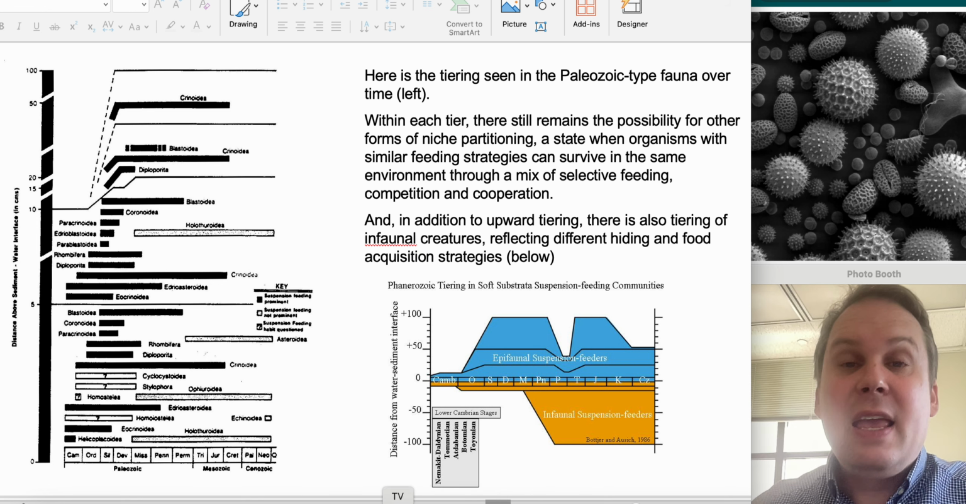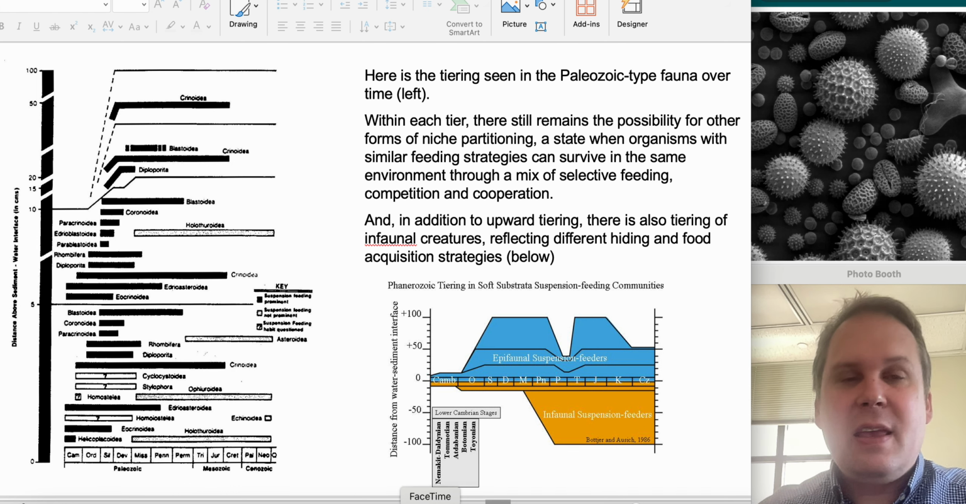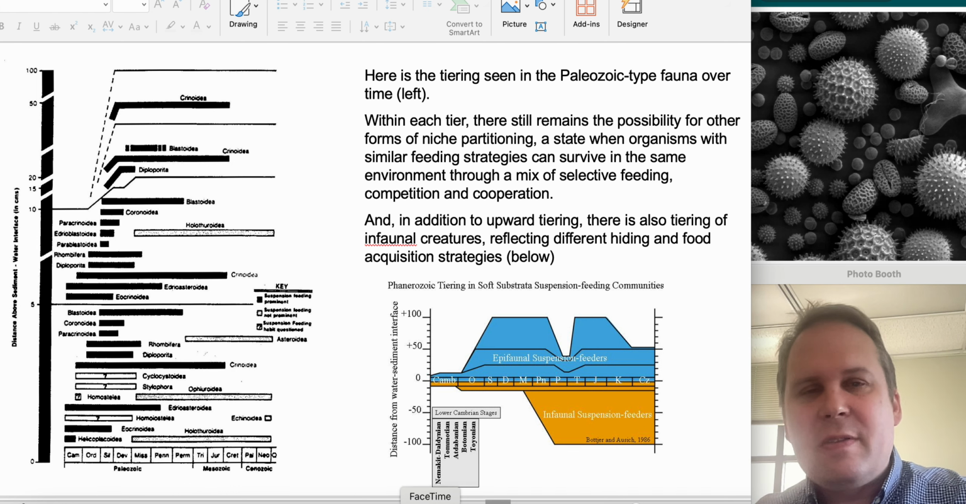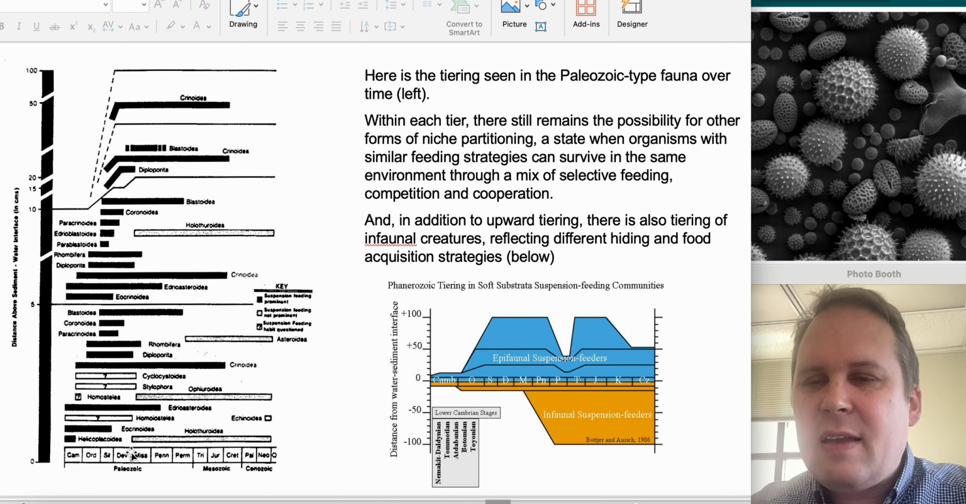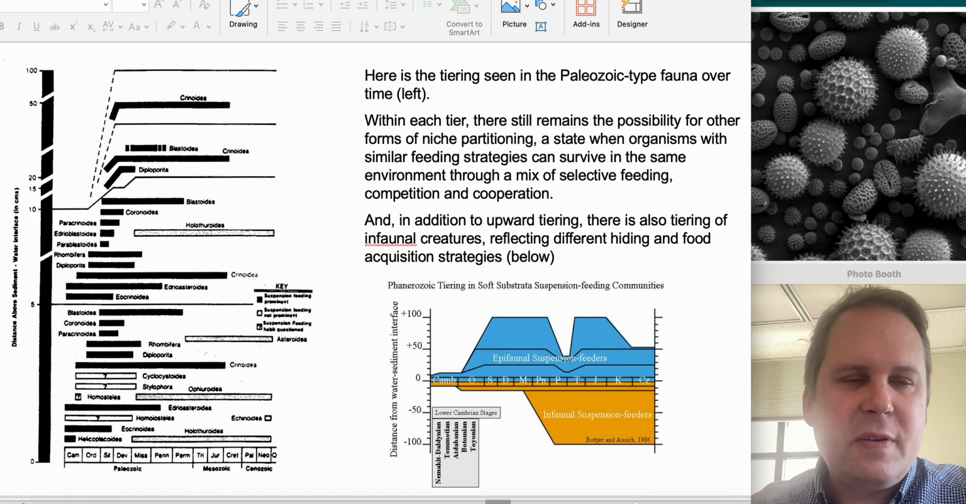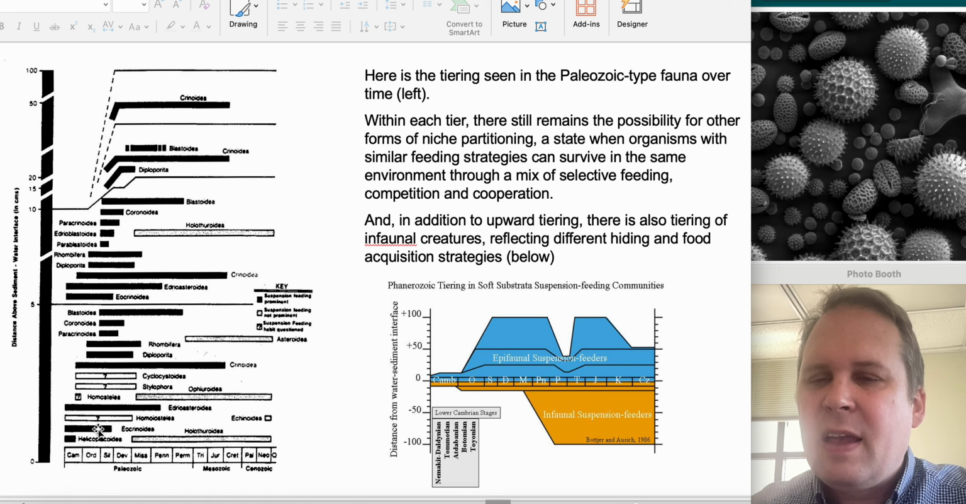All right. Here is the sort of tiering you would see in Paleozoic type fauna. That was in Cambrian type fauna right there. So yeah, you'll have things that are low to the ground. Things like, for example, sea cucumbers and stuff. You'll have edrioasteroids. That's great. This is, I think, just looking at echinoderms.